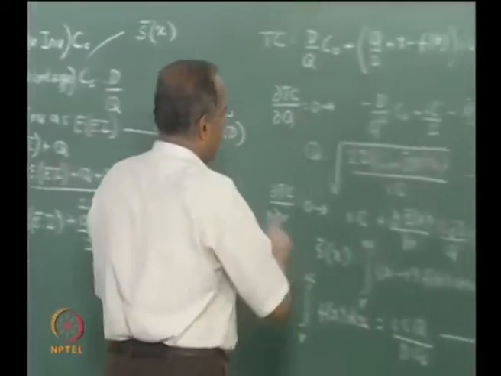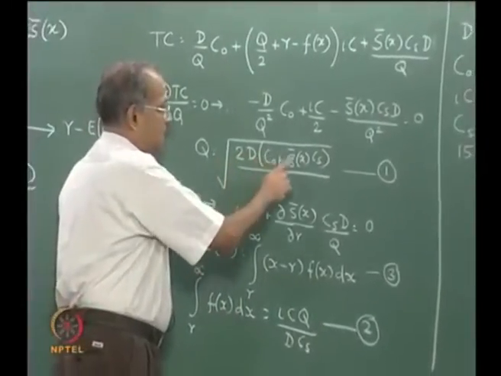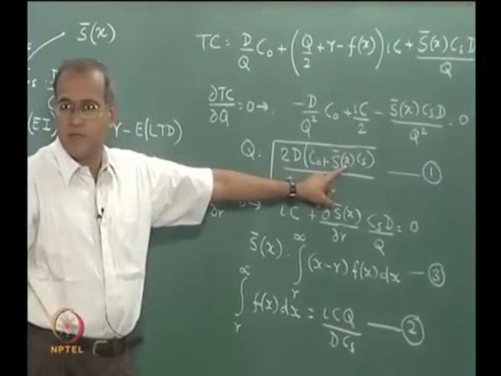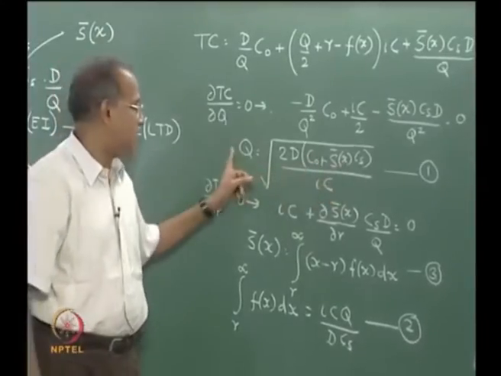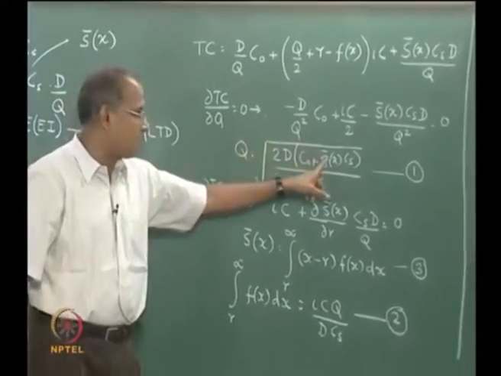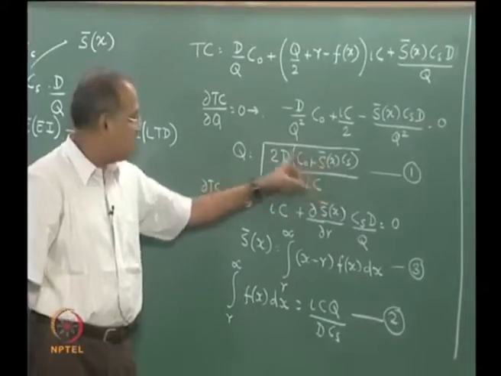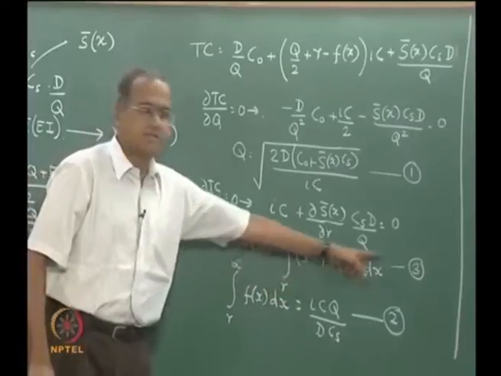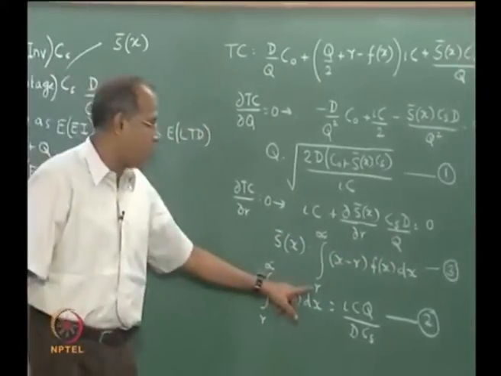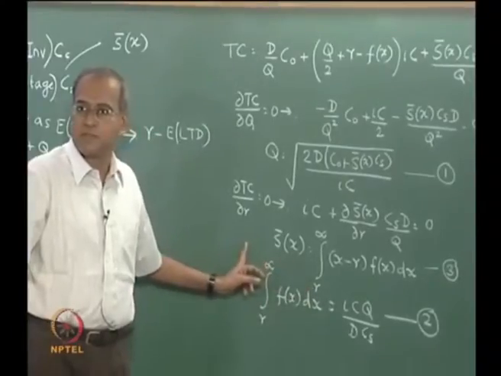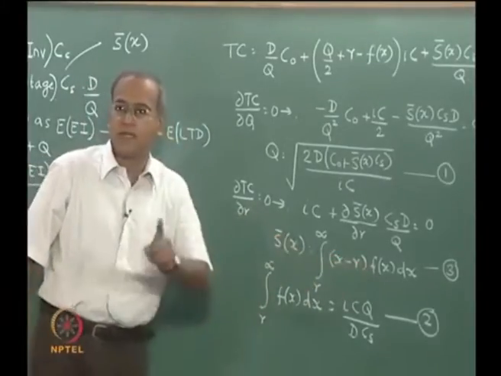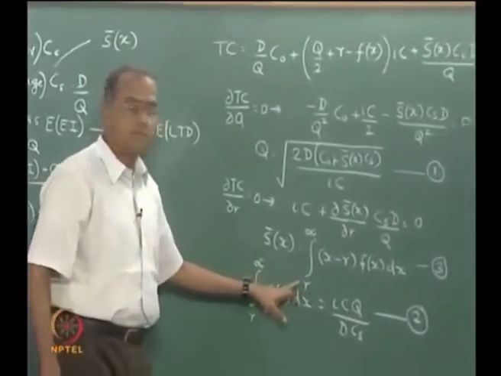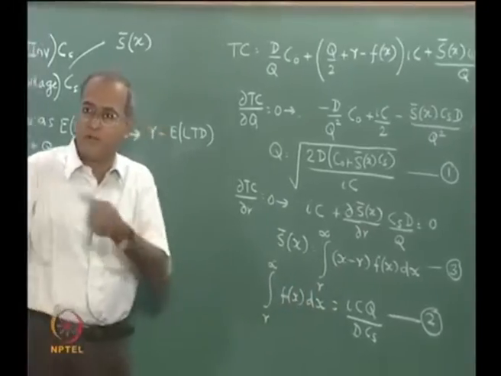So, first in order to find Q, we know Q is root of 2D C naught plus S bar of x CS by IC. We do not know the term S bar of x. So, if we know the term S bar of x, we can find out Q. Now, let us go back and see what we require to find out S bar of x. To find S bar of x, we need integral r to infinity x minus r f x dx. So, if we know r, we can find S bar of x, because f x is known. So, in order to find S bar of x, we need r. And now we want to find out how do we find out r.